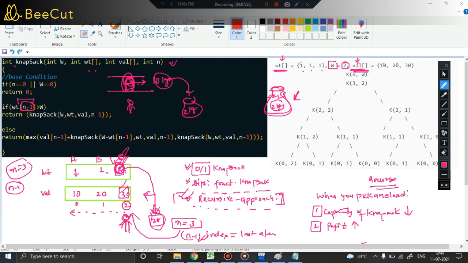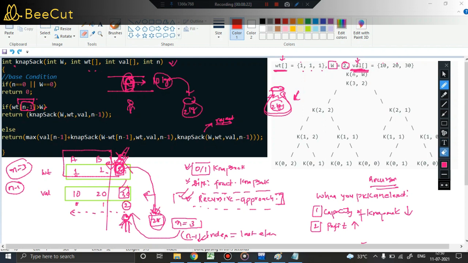So first of all, I am standing in front of an element, and if I find that the weight of the element is greater than the current capacity of the knapsack, which means you cannot include that element in your knapsack, what will you do? You will simply reject this element and move ahead. Move ahead means now you will consider the remaining elements, excluding this element. So now, if I reject, this is this condition. This means rejection.